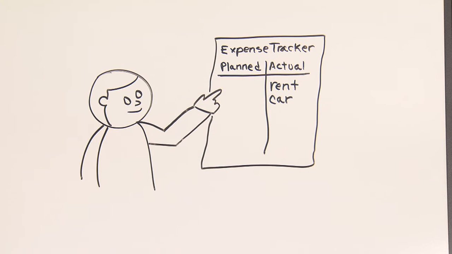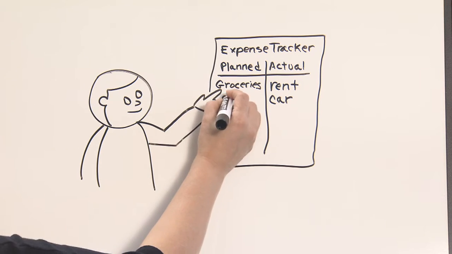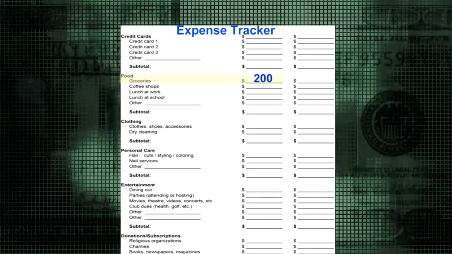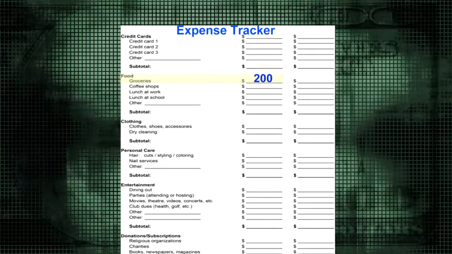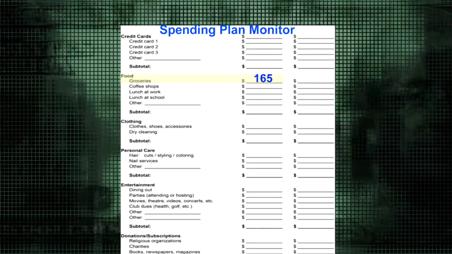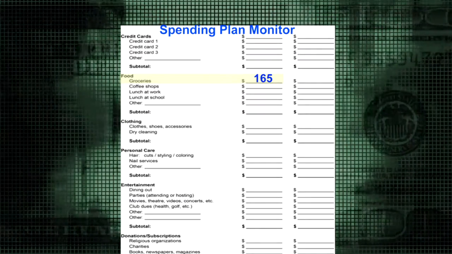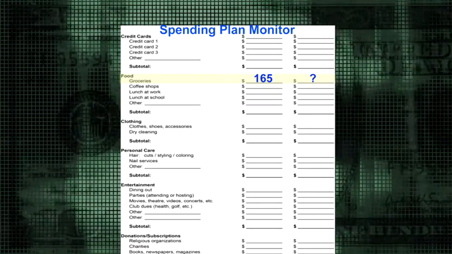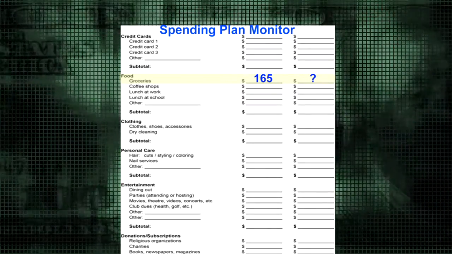Right. And for items and categories in which I am revising my monthly spending amounts, enter those amounts in the Planned column. Right? Right. For example, if your Expense Tracker shows that you were spending $200 a month on groceries and you'd like to reduce that by $35, you enter $165 in the Planned column. And at the end of the month, you enter the actual amount in the Actual column.